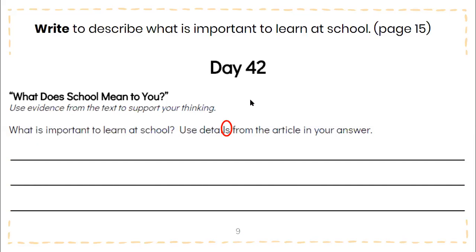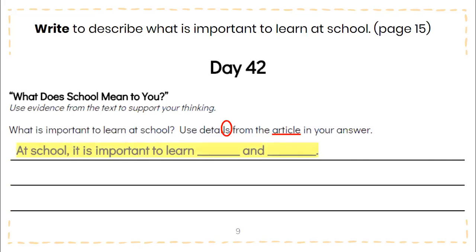There is an S at the end of the word detail. That means that you need to write 2 or more details from where? From the article in your answer. 2 details that tell what is important to learn at school. You may use this sentence starter if you like by pausing the video now. At school, it is important to learn blank and blank. Remember, it needs to come from the article, friends.